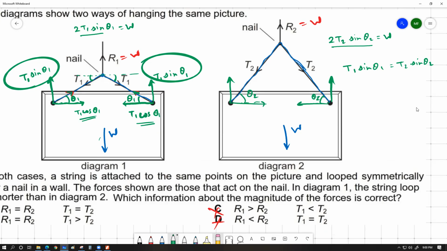So we are trying to compare between T1 and T2. Have a look over here. As per the figure, θ1 is a smaller angle, right? And θ2 is a bigger angle. The way I have labeled these angles, this is going to be a smaller ratio, and this is going to be a bigger ratio.